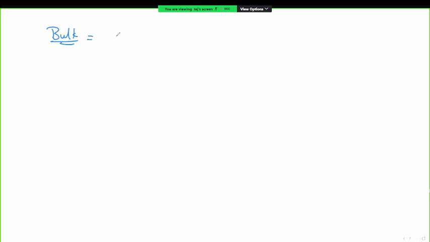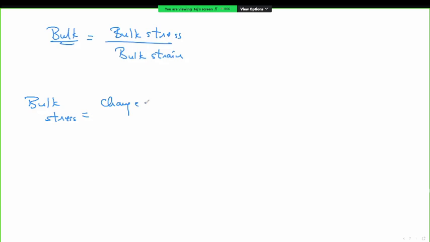Now, how do you write the formula for bulk modulus? Common sense. Bulk stress divided by bulk strain. Now bulk stress, I'm supposed to define. Bulk stress is nothing but the change in volume of the body, and I'm sticking on the word volume, due to the stress applied. The formula here also will be the same, F by A itself. Next, we talk about bulk strain.